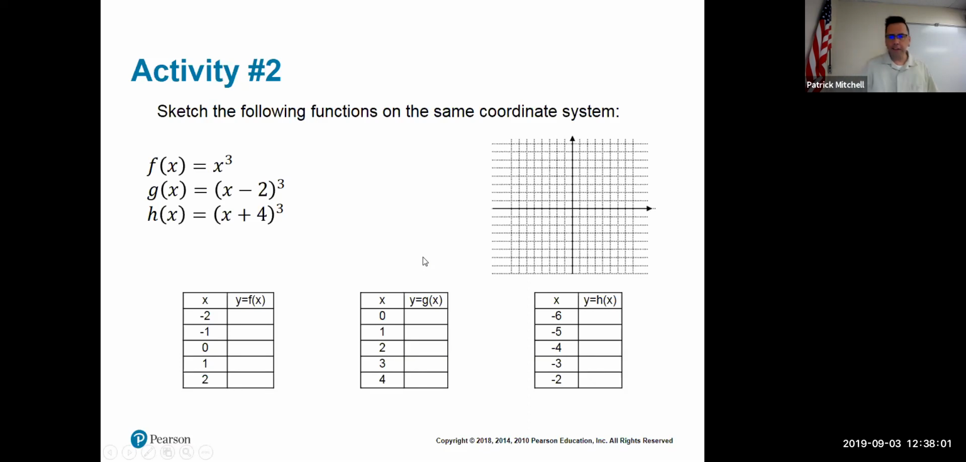All right, that brings us to our second activity, similar to the first one. So I've given you 3 more functions, and I'm asking you to sketch those on the same coordinate system. And I've also given you 3 tables that have pre-selected values of x in them. I don't normally tell you which values of x to use, but I thought, especially for an example like this, that it was kind of important to give you specific ones. Okay, so I'm going to ask you to pause the video and try this activity, and then we will compare notes.